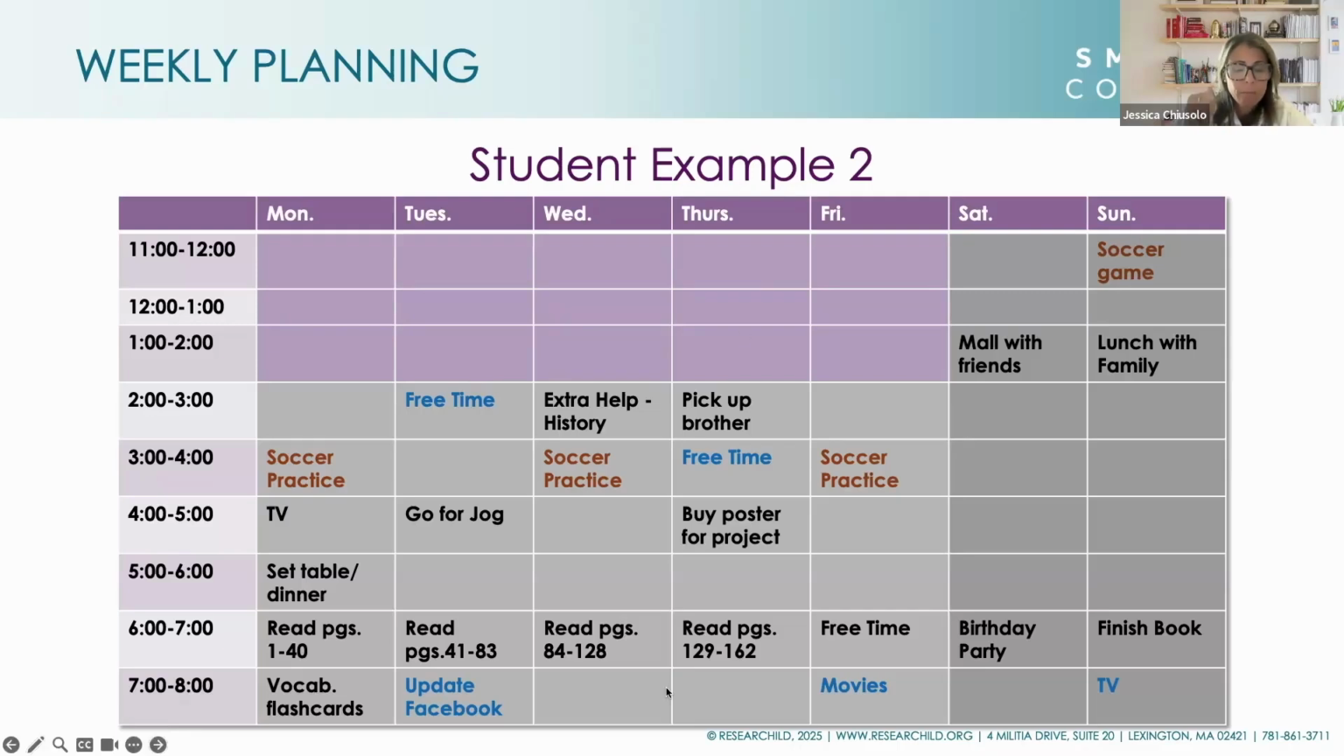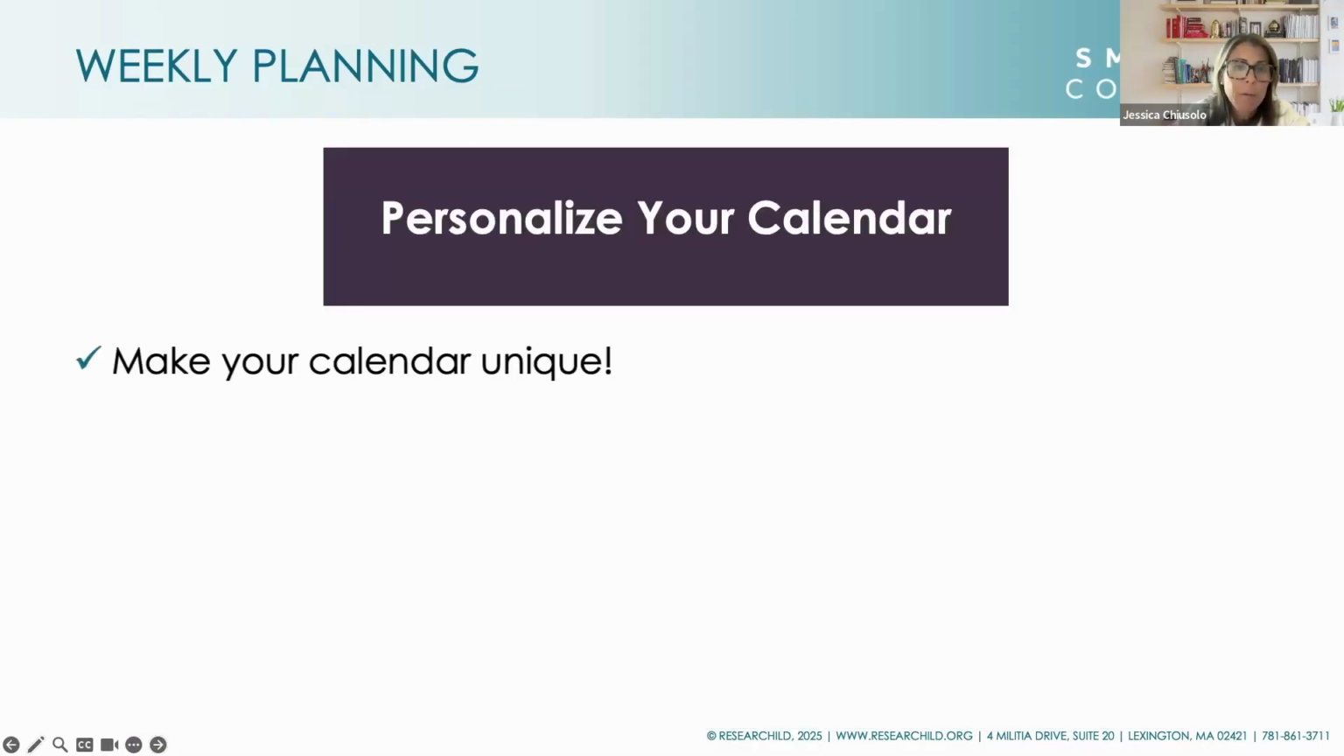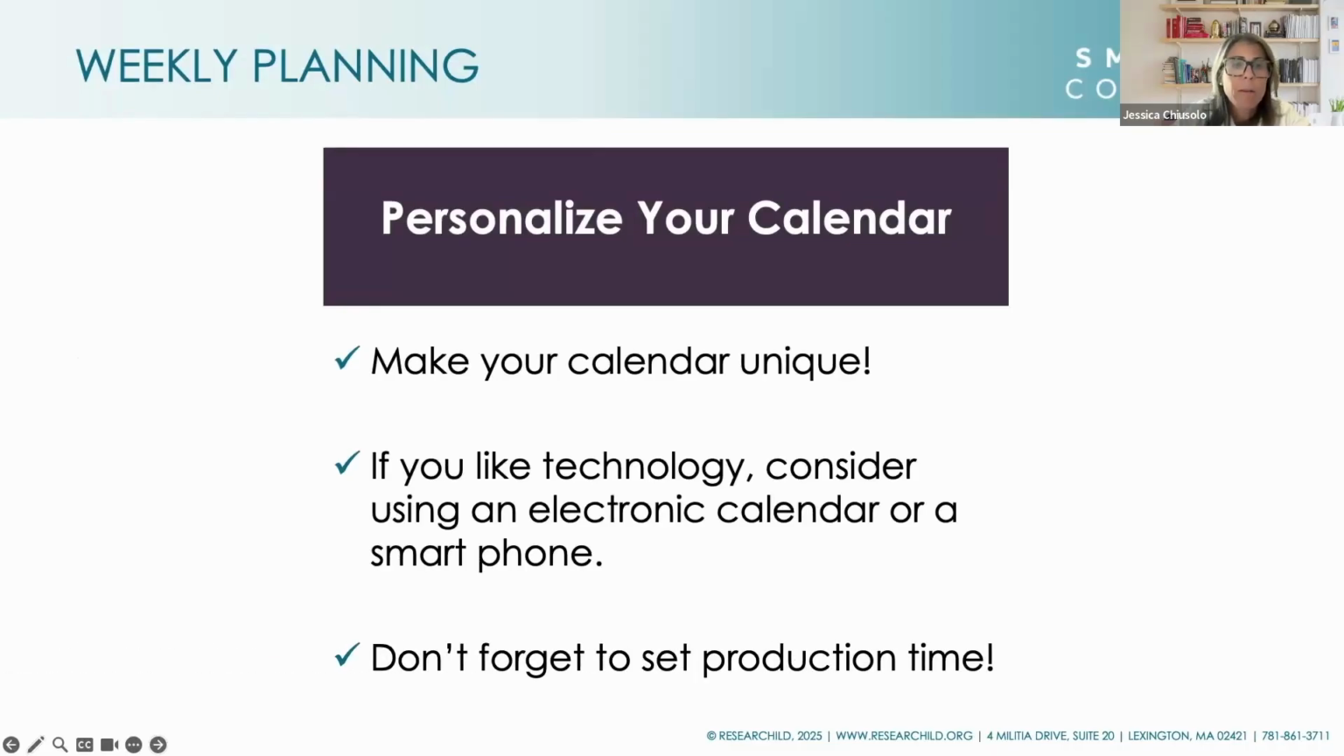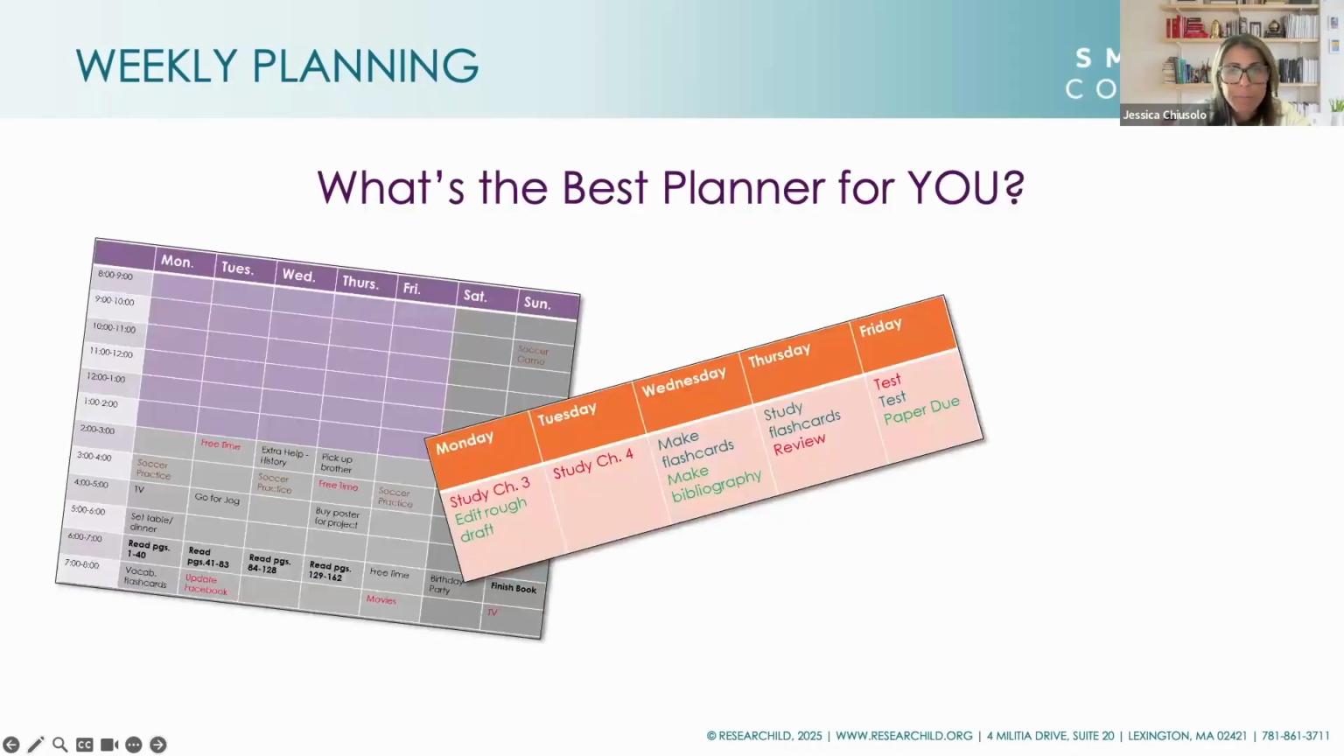And color coding, I mean, kids tend to really get drawn to that because color coding makes it easy to follow, easy to schedule in fun time, easy to find those tasks and opportunities to participate in activities and things like that. And then we want them to personalize it, make it unique. If you like technology, consider using digital calendars, Google calendars, smartphone calendars, set production time, make their calendar unique for each student. Let them have that autonomy to build it the way they like it.